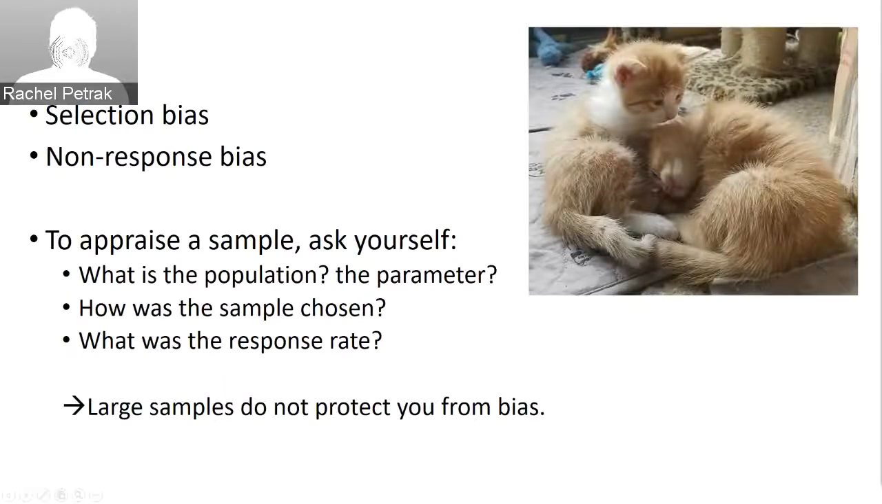Let's think about bias. We have two possible kinds of bias that are primarily addressed in this chapter: selection bias and non-response bias. When a selection procedure is biased, taking a large sample doesn't help because this just repeats the basic mistake on a larger scale.